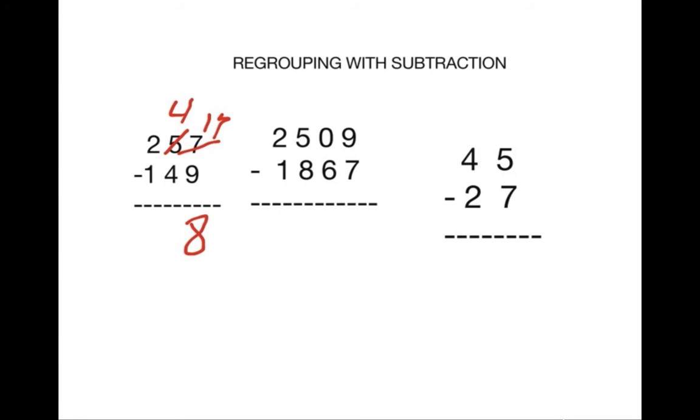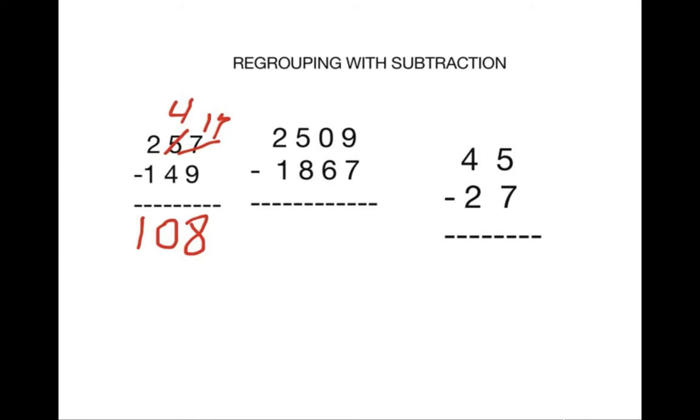And then 4 from 4 would be 0. And 2 take away 1 would be 1. And so our new number would be 108. Okay, we're going to go over to the next one.